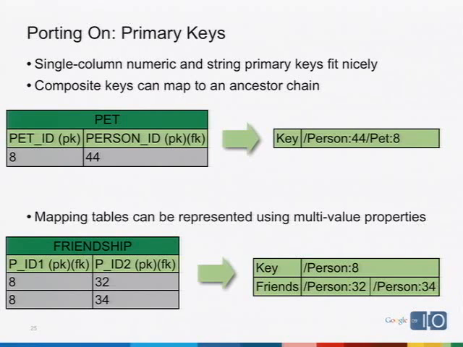Now, you may look at this and say, wait a second, that's only a unidirectional relationship. What if I want to model the fact that person 32 is friends with person 8 and that person 34 is friends with person 8? You can do that. It will work okay, but there are some more complicated things that you need to start thinking about, particularly related to transactions, right?